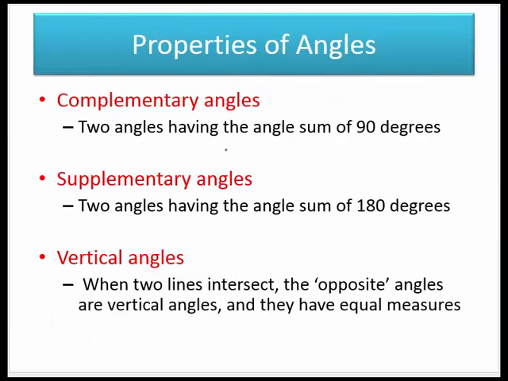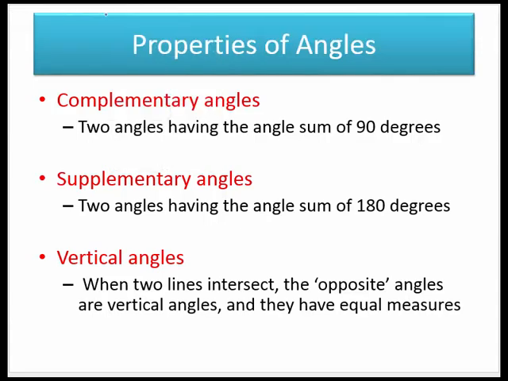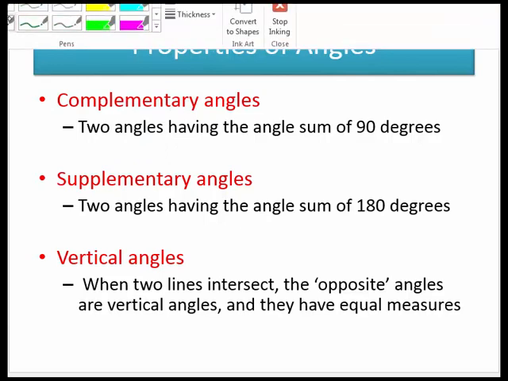Okay, three different types of angles, or sets of angles, we're going to be learning about are complementary angles, supplementary angles, and vertical angles. So let me grab my pen, and I'm going to make it a little bit thicker here so you can see it better. And let's go with blue.